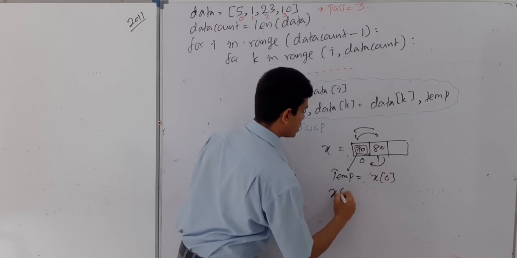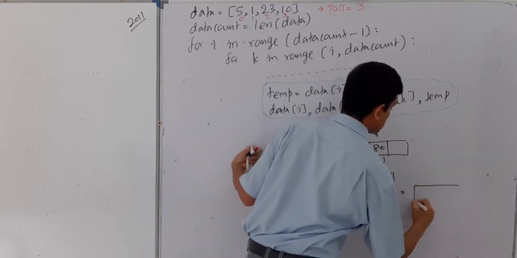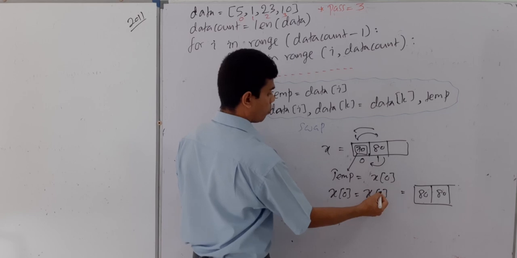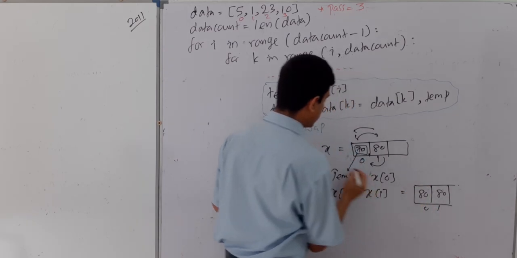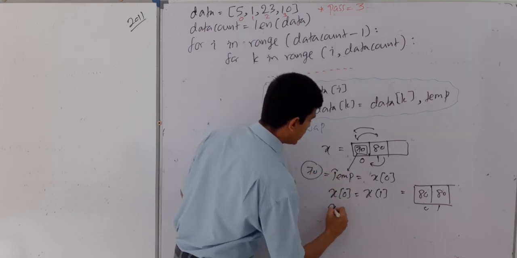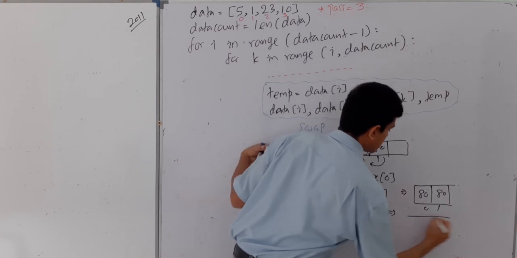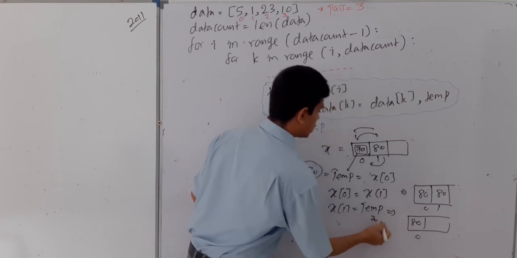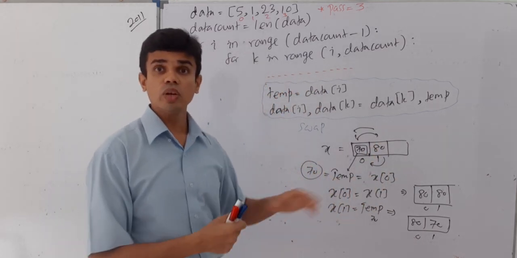That means x0 is going to be replaced by x1. Then at this level, into this list the value 80 will come here, while this position also has 80, since I have copied the 1st position into the 0th position. Then this position has to be taken by the earlier number, that is 70. Right? So temp has 70. So I am telling that x1 has to be assigned with temp. Then as a result, x0 is already 80, and temp had 70, so 70 will be put into the 1 position. Now as a result, these two were exchanged. This is the way to do the swapping.